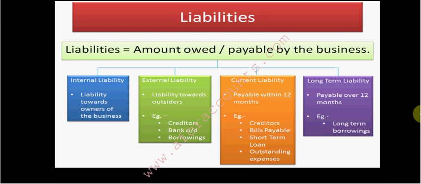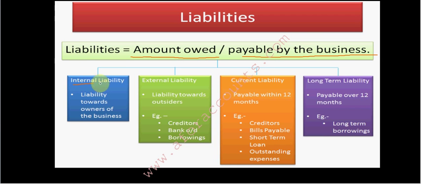The amount which I need to pay to the outsiders is called my liabilities. So liabilities is equal to amount owed, payable by the business. It is payable by the business. What kind of liabilities can be there?